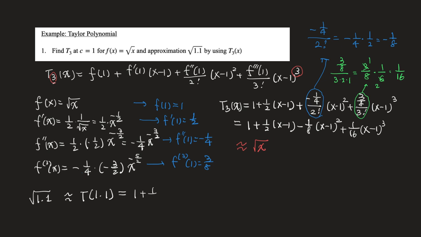1 plus 1.5 times 0.1, minus 1 over 8 times 0.1 squared, plus 1 over 16 times 0.1 cubed. When you put this number in the calculator, we find 1.048875. The calculator uses this kind of algorithm to give the answer for the square root of 1.1. Guys, is it very clear how to use a Taylor polynomial, Maclaurin polynomial for the given function?